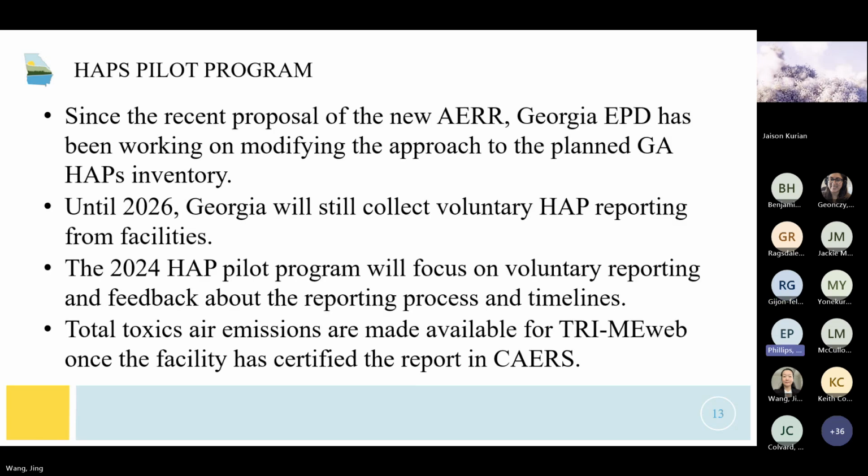Okay, thanks, Ruben. Since EPA released the proposed AERR, we've been working to modify our plans for a Georgia HAPs inventory. Until HAPs reporting is planned to be mandatory in 2026, we still encourage facilities to voluntarily report HAPs to CARES. For the 2025 emissions inventory, the pilot program will focus on experience and timelines of submitting HAPs. Like we have said before, any HAPs submitted to CARES will be available for use in TRI MEweb. Note that certification in CARES does not mean you've certified any TRI submissions. Toxics air data are certified through TRI MEweb, again, not in CARES. Next slide.